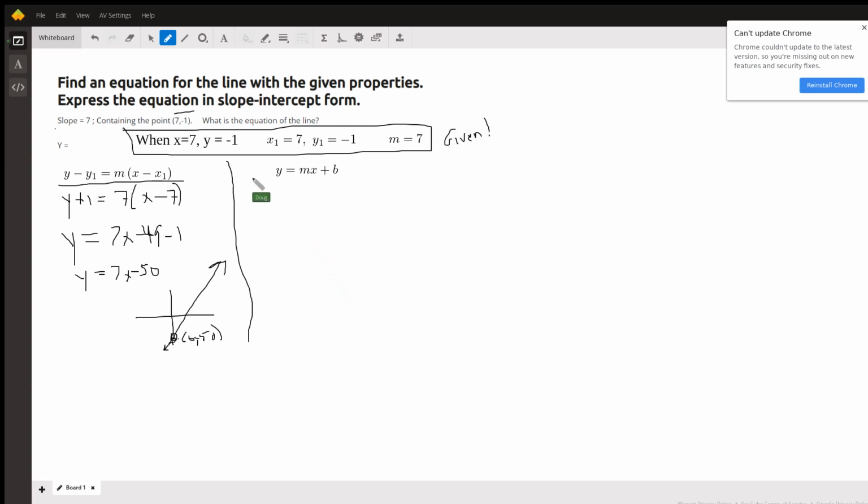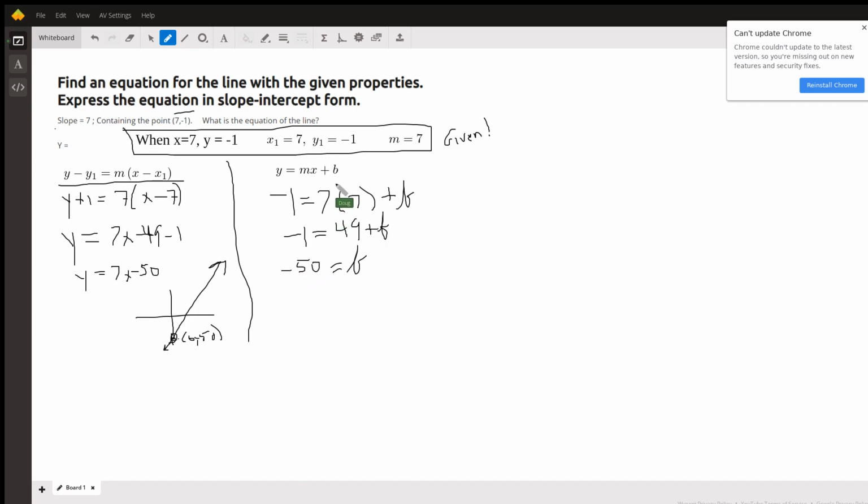Now, some textbooks and teachers like to use slope-intercept form, even when you don't know the y-intercept. You can do this. When x is 7, y is -1. So put -1 in for y equals the slope, which is 7, times x, which is 7, plus b. And then solve this equation for b. So we get -1 equals 49 plus b. So b equals, subtract 49 from both sides, -50.